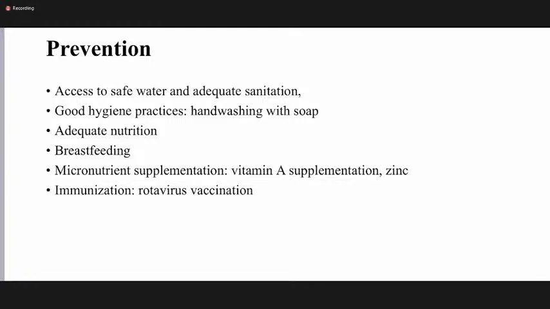Okay, so appropriate and adequate nutrition plays an important role in preventing diarrheal illnesses, as does breastfeeding, especially exclusive breastfeeding for the first 6 months of life. Okay, there's some suggestion that micronutrient supplementation, so vitamin A, zinc, early on may also help prevent diarrheal illnesses. And of course, the key intervention has been immunization against rotavirus. Next.